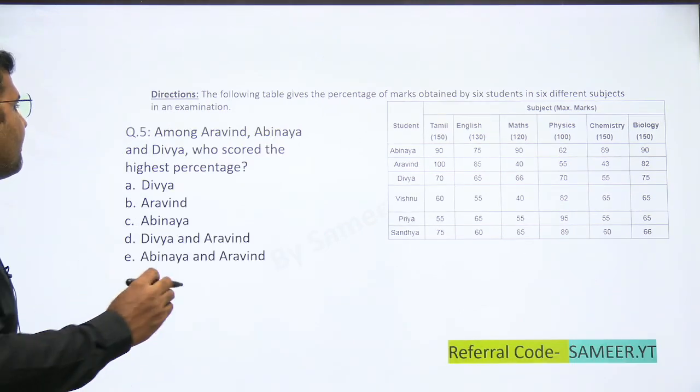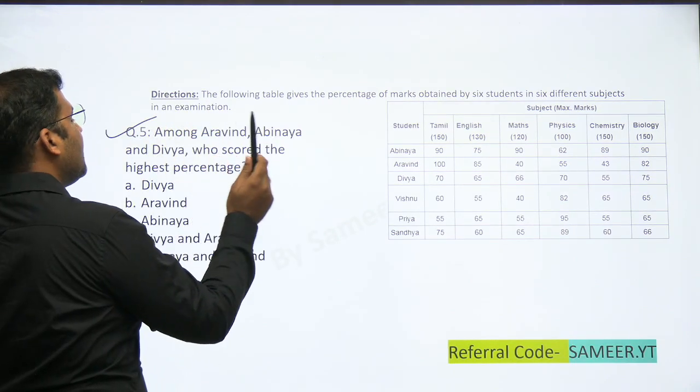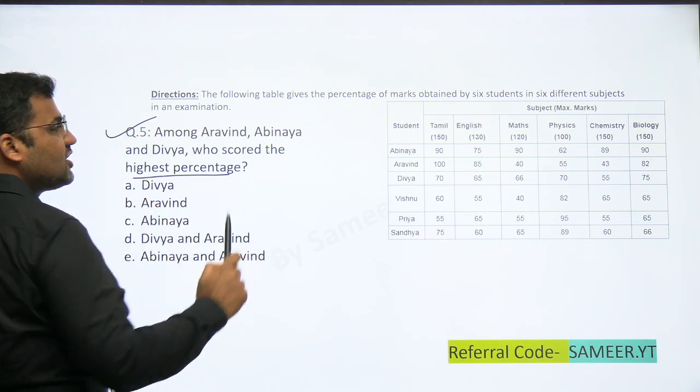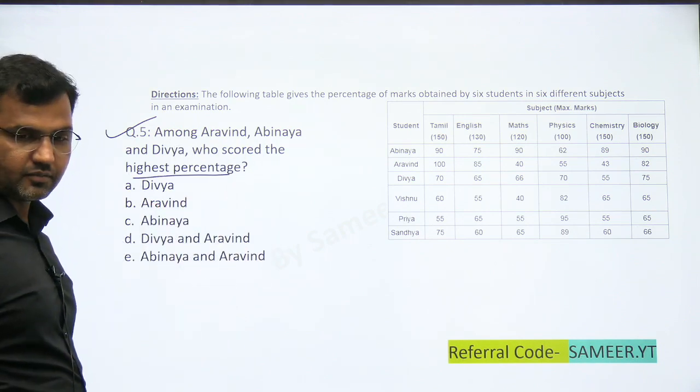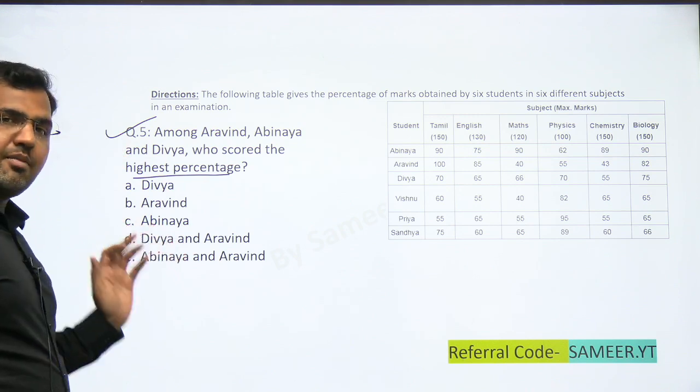Now, next question number 5 here. Among Arvind, Abhinay and Divya, who scored the highest percentage of marks? Okay. So now we are supposed to do the comparison again.